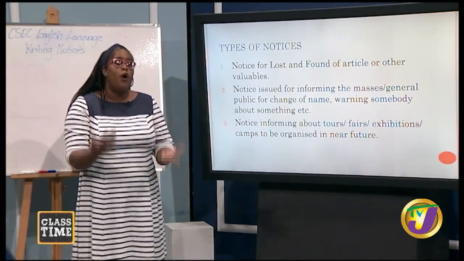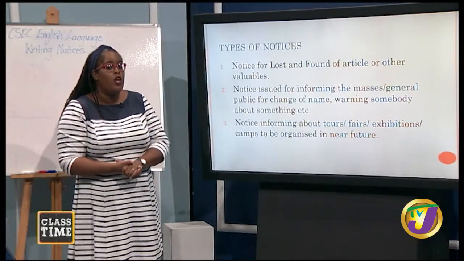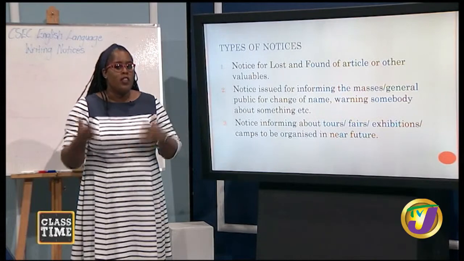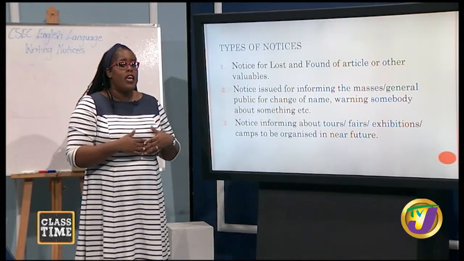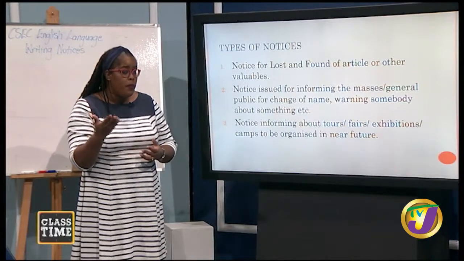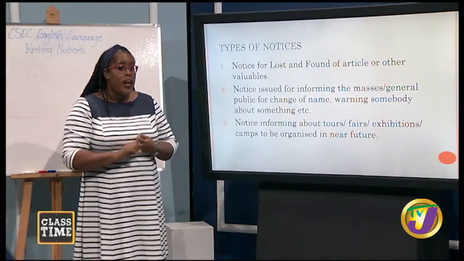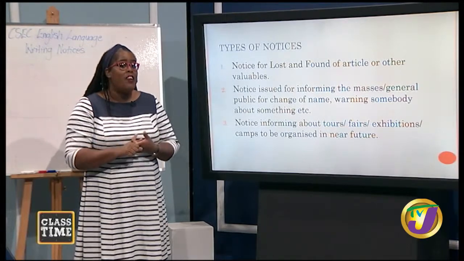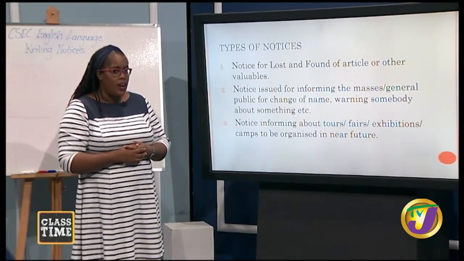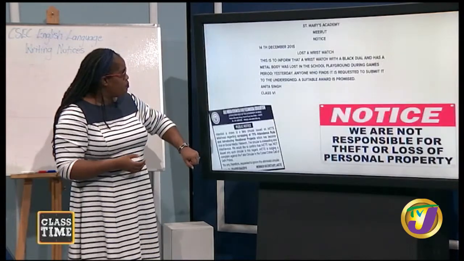So we have the purpose of notices, and now we have the types of notices. So we need to think about the types of notices and the purpose. We have looked at the purpose of a notice, and do you remember? Prohibition, guidance, caution and warning, and informational notices. And now we have the types of notices. So these are some of the types of notices that we have.